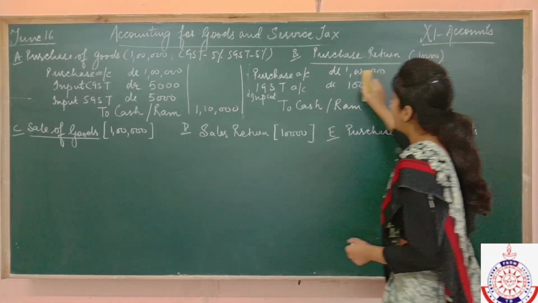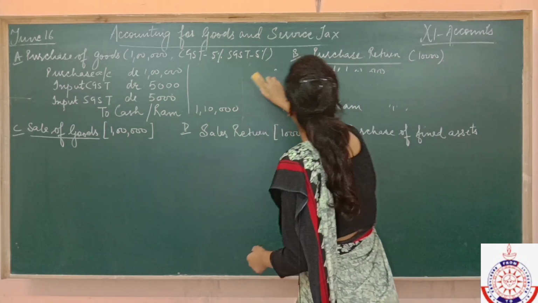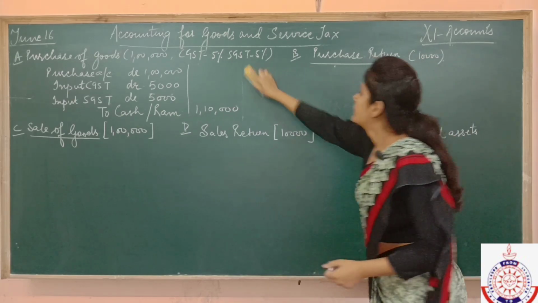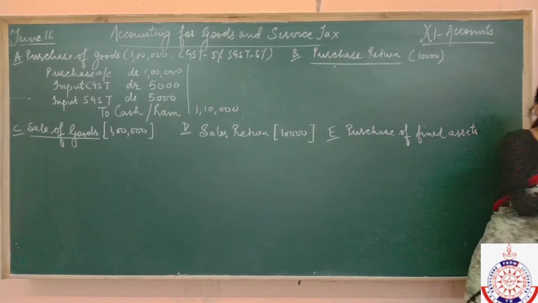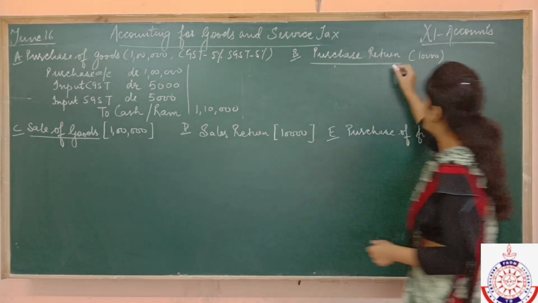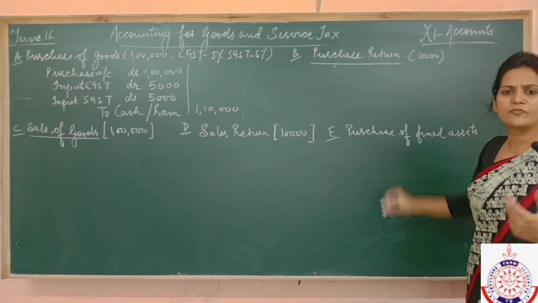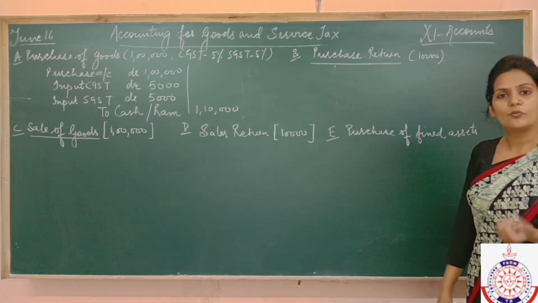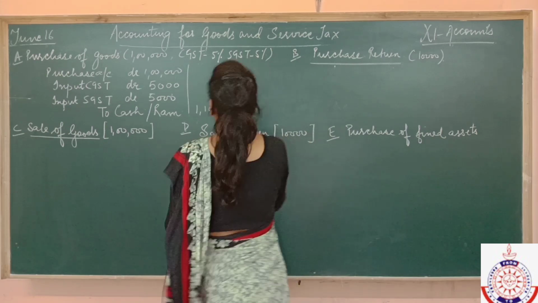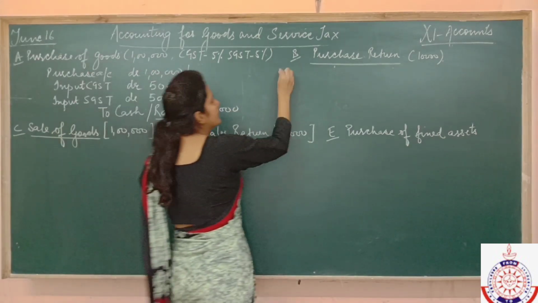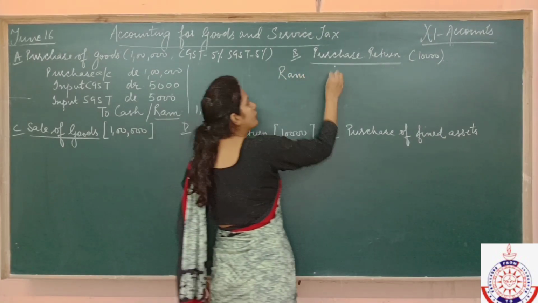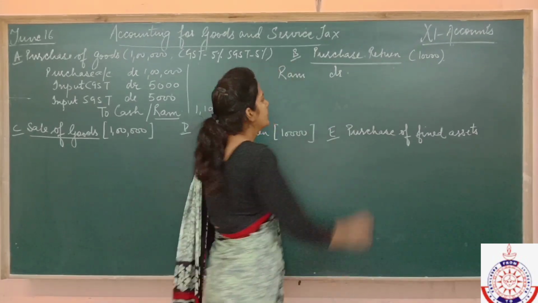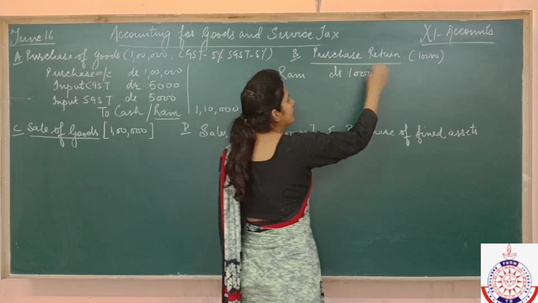Next is what will happen in case of purchases return. Keep noting down the entries. Now see, what will happen in case of purchase return? Suppose I have returned goods because some goods were found defective. So I returned goods to the supplier, let's say. Then how will I pass the entry? If I am returning goods to Ram, then Ram will become the receiver of the goods. I have returned goods worth rupees 10,000 to him, then Ram will be debited by 10,000.